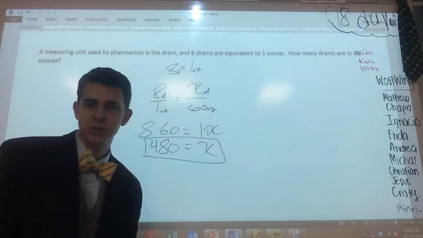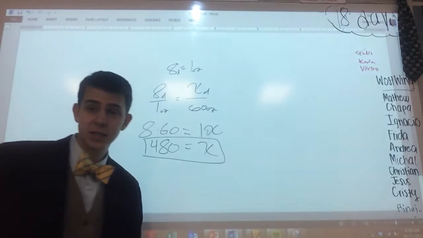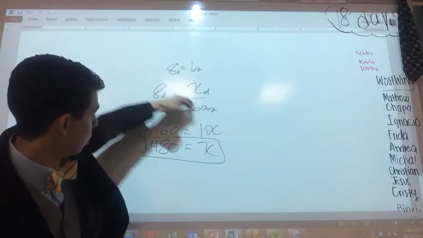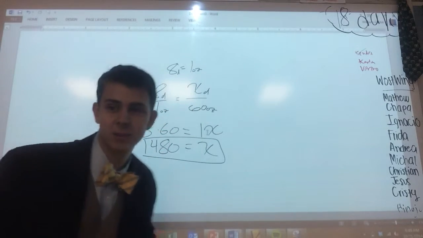I kind of stopped something. I was expecting there to be one more problem. There isn't. All right, that's it for proportions. Make sure to multiply here, set them equal to each other, and solve for x.